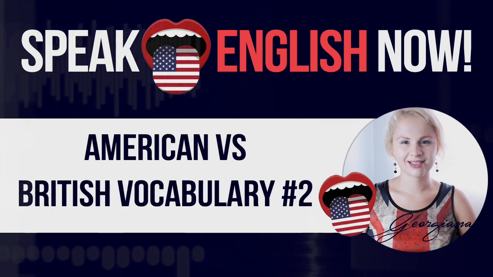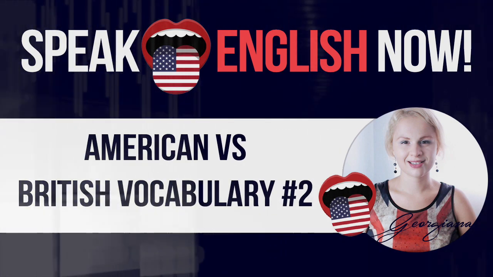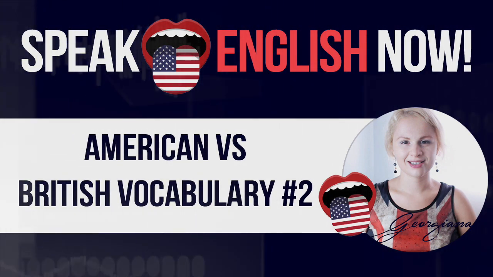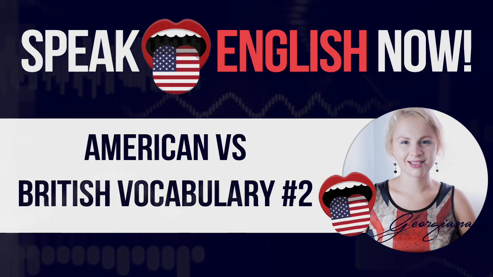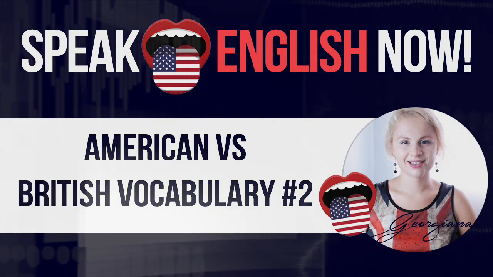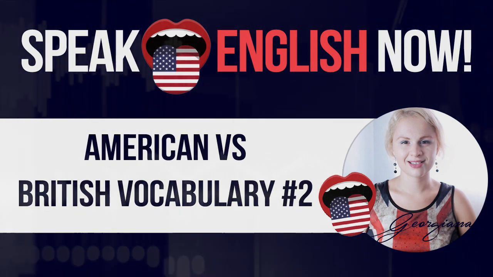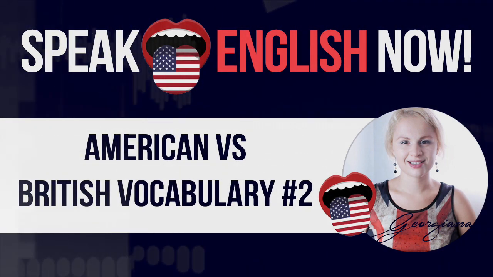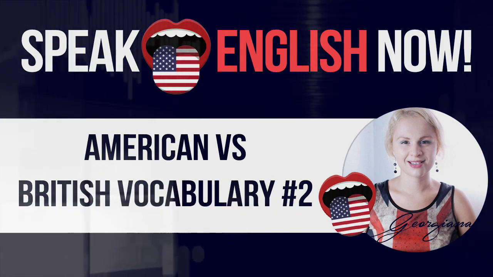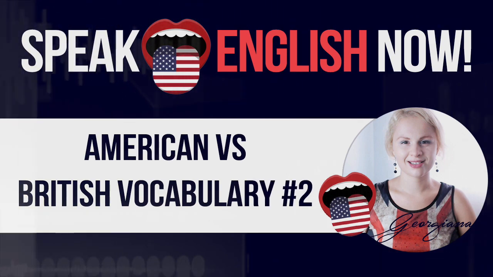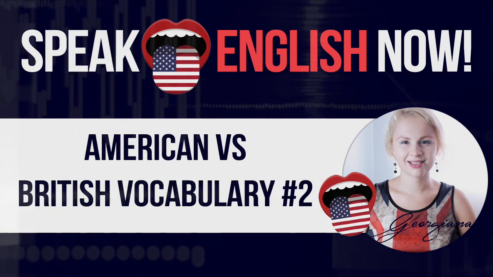Let's continue with number 4, and I will start with an example. I live on the first floor, and my neighbor on the second floor. Simple, right? Not really. Let me explain why. The equivalent in British for the first floor would be the ground floor. The second floor in British is called the first floor.